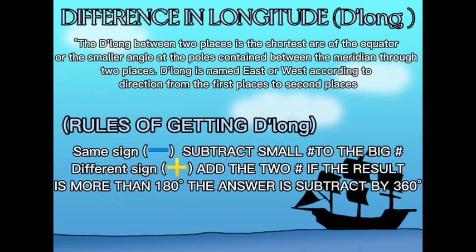Difference in longitude. In short, dilong. The dilong between two places is the shortest arc of the equator, or smaller angle at the poles, contained between the meridians through the two places. Dilong is named east or west according to the direction from the first place to the second place. Rules in getting dilong: same sign, subtract the small number from the big number. Different signs, add the two. If the result is more than 180 degrees, subtract it from 360 degrees.